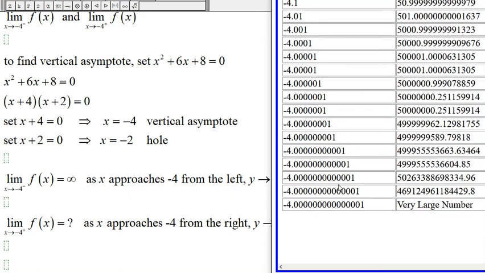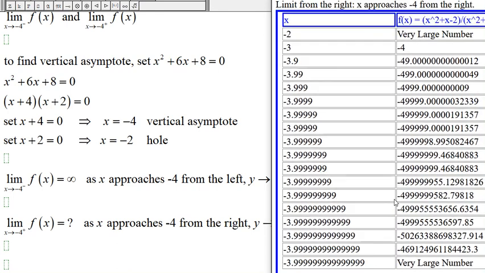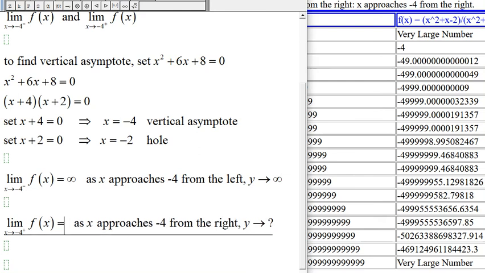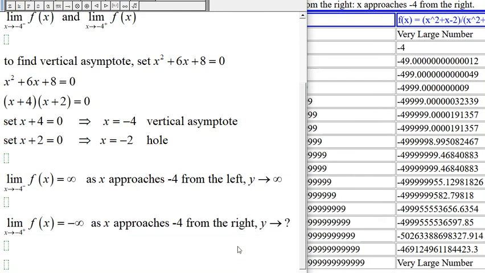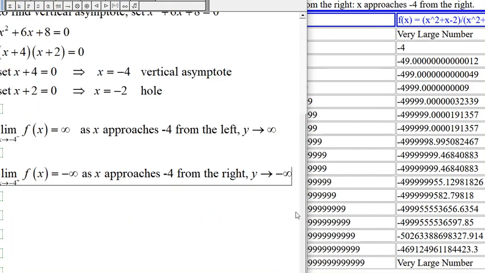And then now let's look at what happens as x approaches negative 4 from the right. So these x values are to the right of negative 4. They're very, very close to negative 4, but to the right of negative 4. And the corresponding y values go to negative infinity. So right here we have negative infinity.